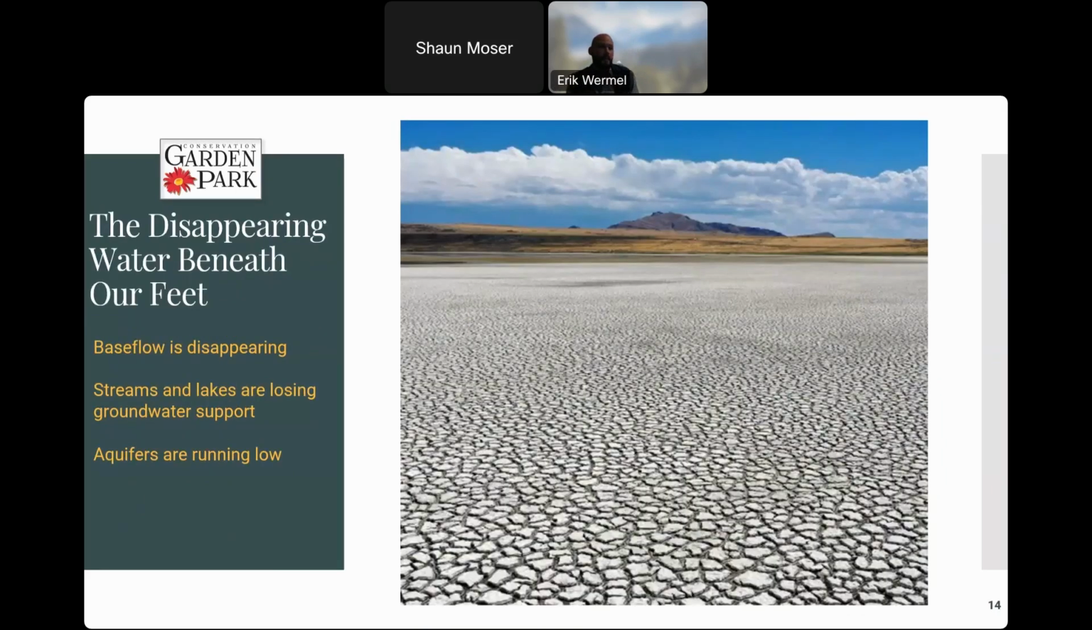So, the disappearing water beneath our feet. This is an image taken from essentially the same location, Great Salt Lake, some years ago, and then more recently. So we're now seeing the real consequences of lost groundwater recharge. Streams that once flowed year-round are now only seasonal, and lakes and wetlands are shrinking. They're losing the steady base flow that once sustained us. And aquifers, our underground water reserves, are running low.